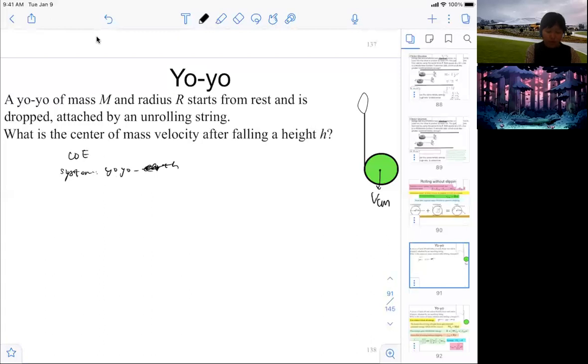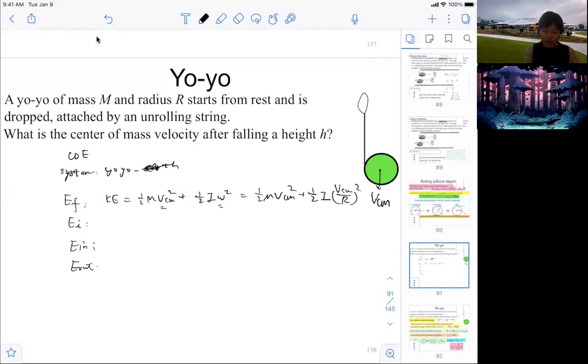Sorry, E final, E initial, E input, and E output. Okay, E final is at the lowest possible point, which would be only kinetic energy, so one half I omega squared plus one half m v squared. Okay, and velocity and omega are related, so I could change my omega to v over r. So I'm going to do the substitution here. Omega is v over r.